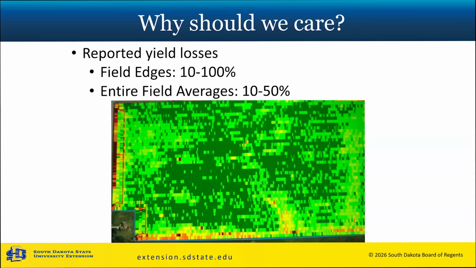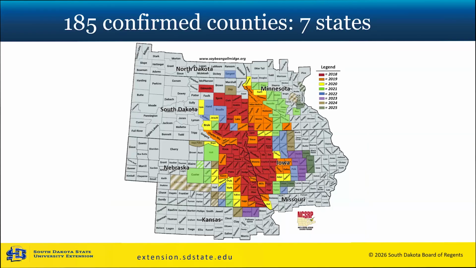So since 2018, we have been conducting surveys looking for the distribution of gall midge because, like with any pest, you have to know where it is and where to look for it. So for 2018, that dark red color is where we found it in the counties there.